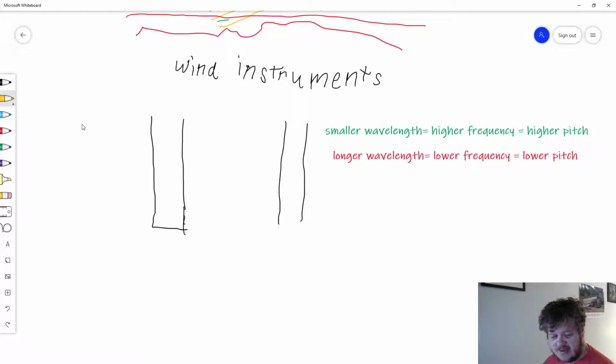You can test this. If you have some sort of tube, close both ends and tap it against something, you'll notice it won't make much of a sound. However, if you have one of those ends uncovered and you tap it against something, it'll make more of a sound with a clear pitch.